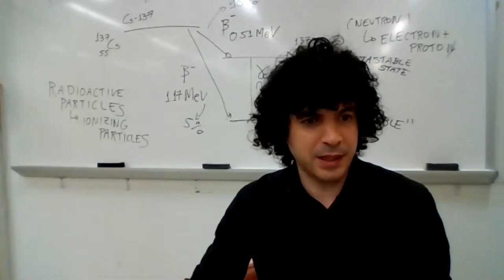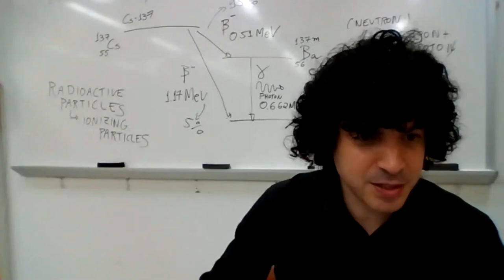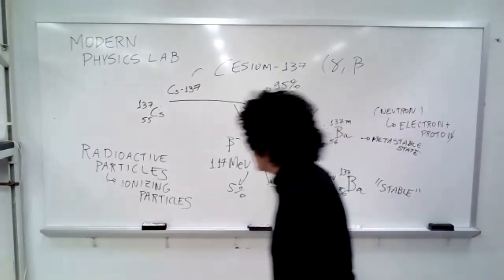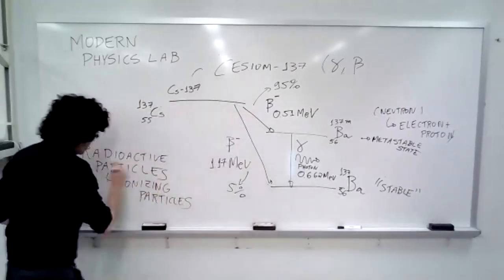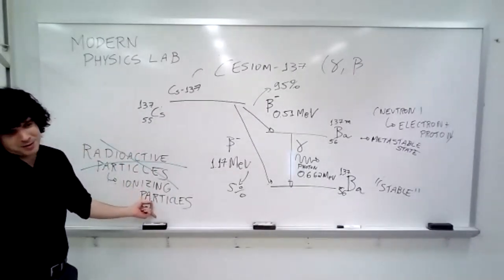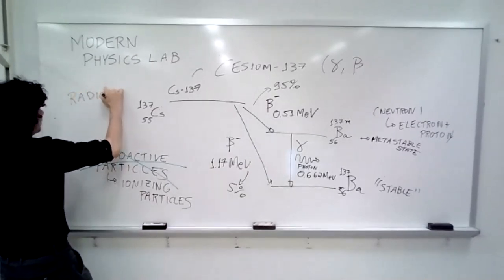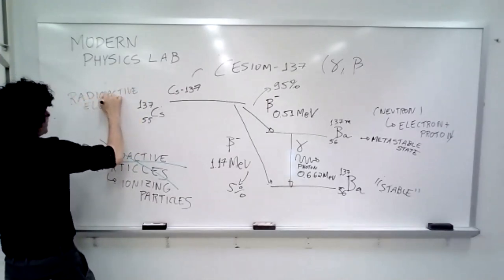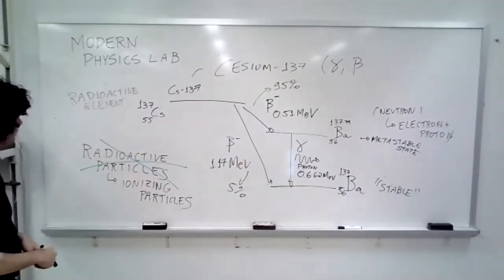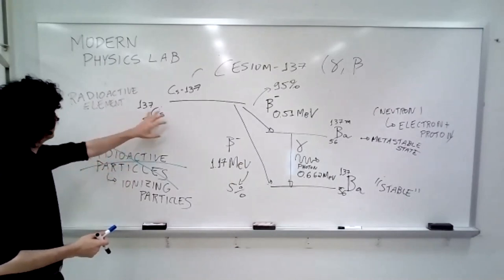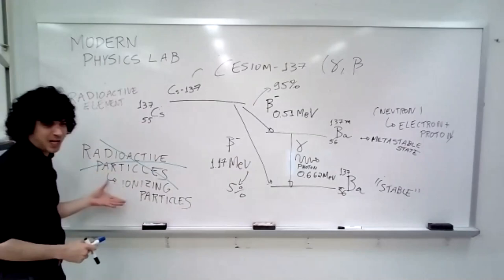I just noticed that when I was explaining the system, I said the sample emits radioactive particles. And that's wrong. It doesn't emit radioactive particles. It emits ionizing particles. So we have a radioactive element, which is cesium-137, because the decay happens in the nucleus and the particle itself is an ionizing particle. So it was a mistake. I apologize. I probably made this mistake a few times here in this lecture.